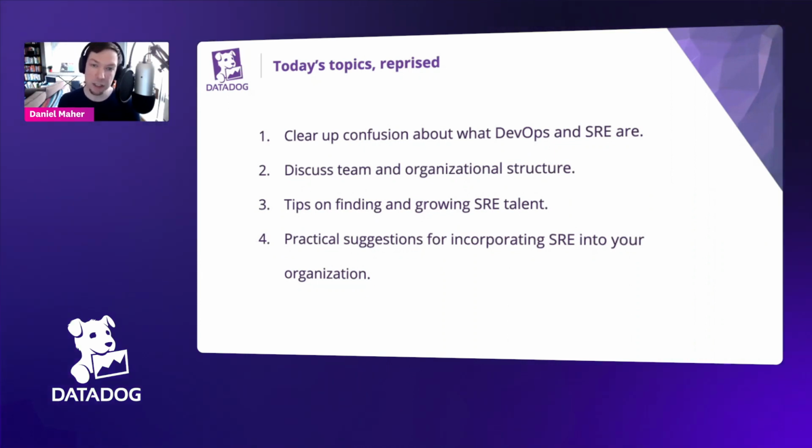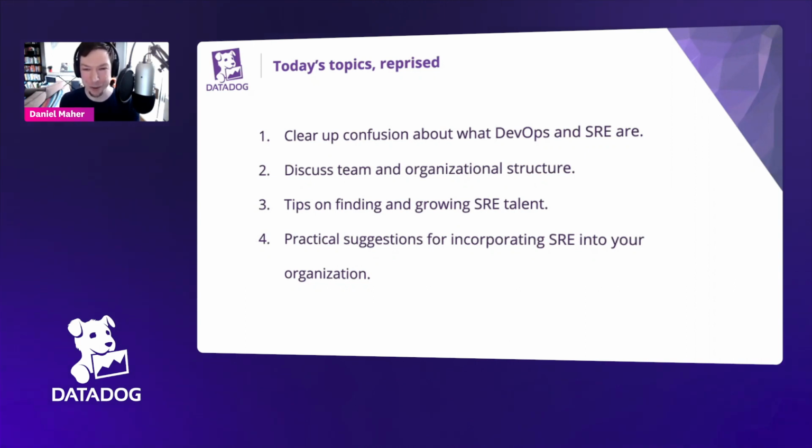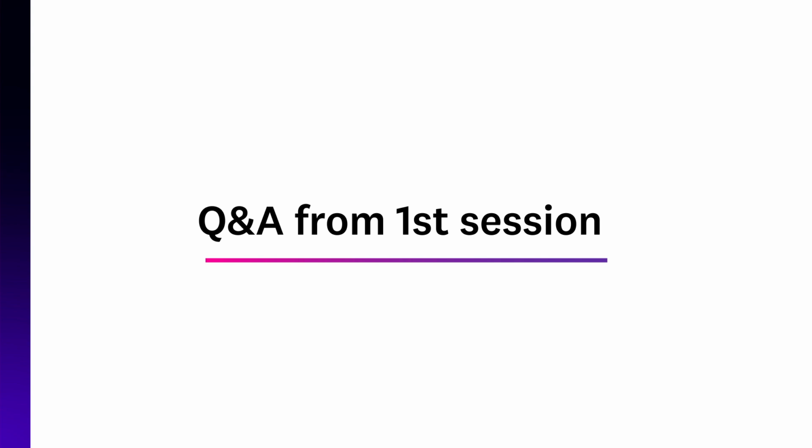And we talked about team and organizational structure, squads, guilds. These are actionable things you can do within your organization. Where do you find SREs? Who are they? What are they like? Super important. And then, of course, a little bit about some of the pitfalls and whatnot.